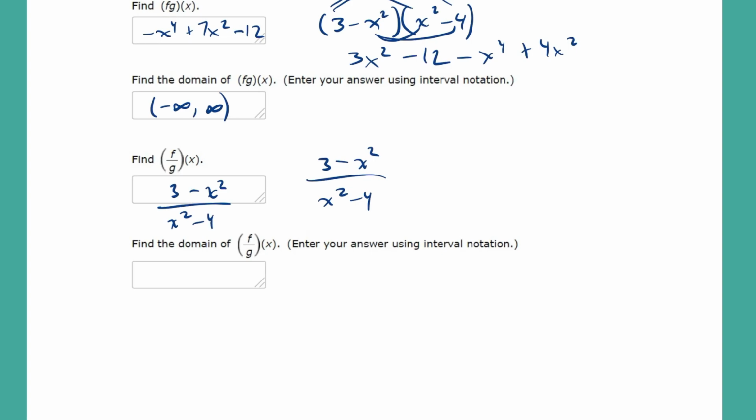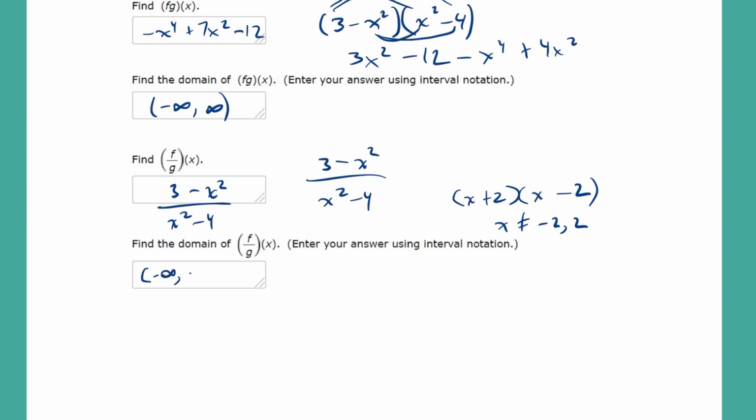And the domain will be all real numbers, except there is an exception in this case. Because we have a fraction, you can't have the denominator equal to 0. So you would want to factor this for the sake of figuring out what the domain should exclude. In this case, the domain should exclude negative 2 and positive 2. So we're going to say all real numbers except those two values.